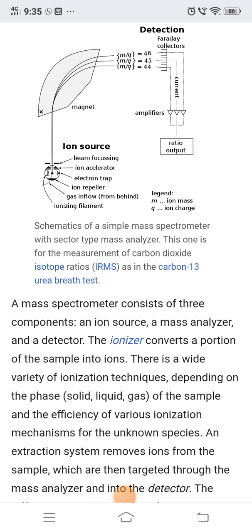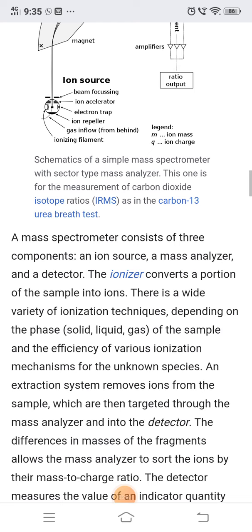And this is a diagram showing a simple mass spectrometer. A mass spectrometer consists of three components. The first component is an ion source, the second is the mass analyzer, and the third is the detector. The first part is the ion source, the ionizer. The ionizer converts portions of the sample into ions.